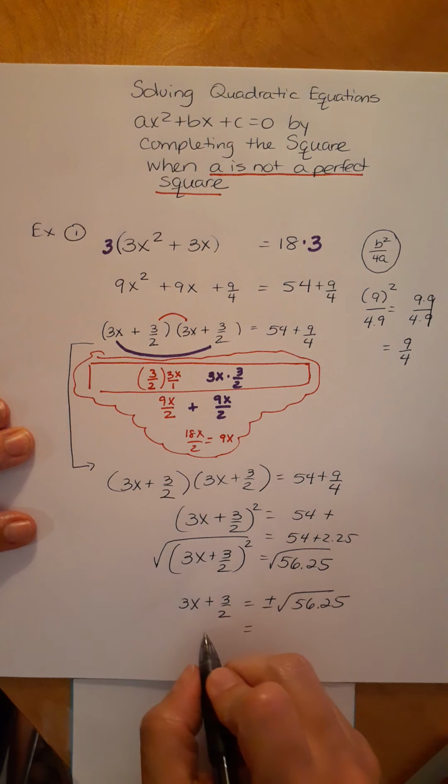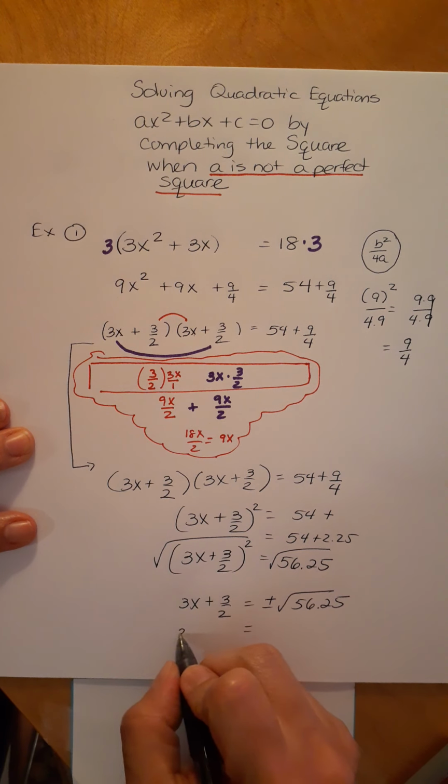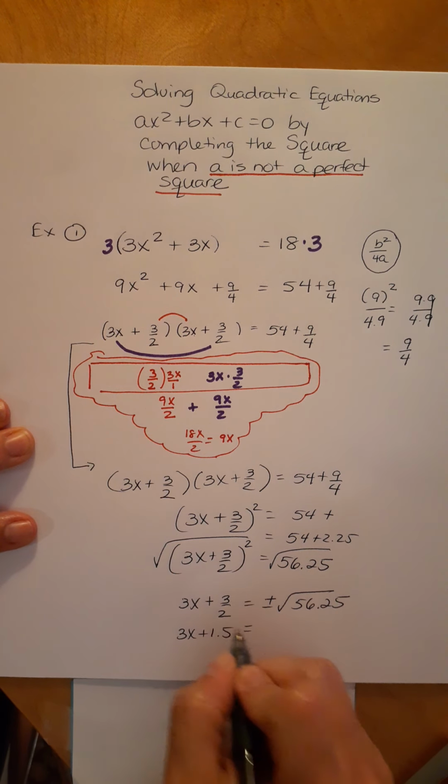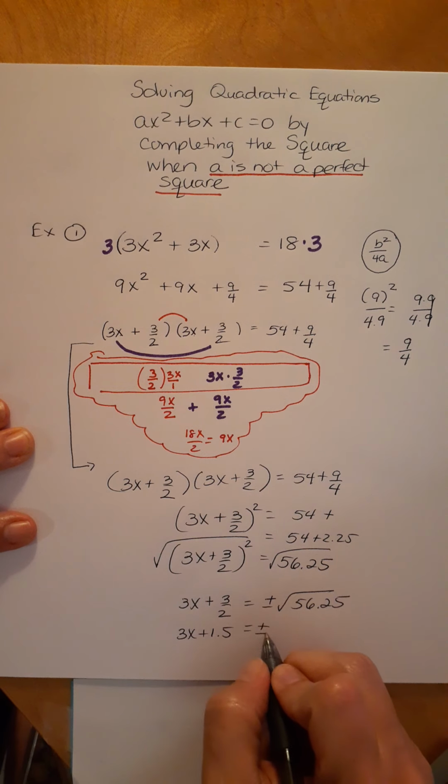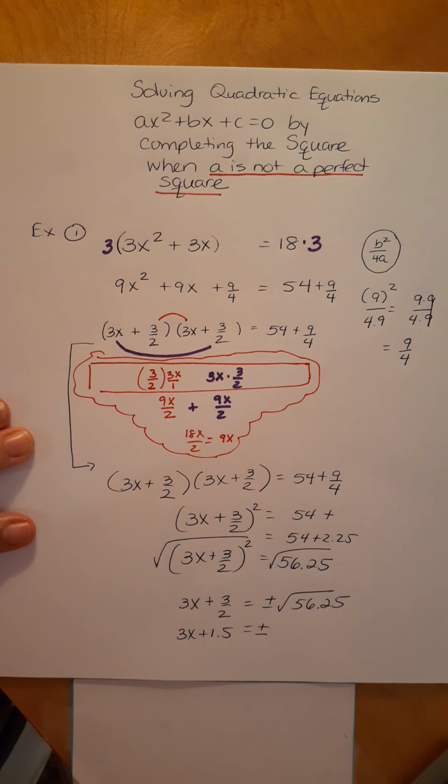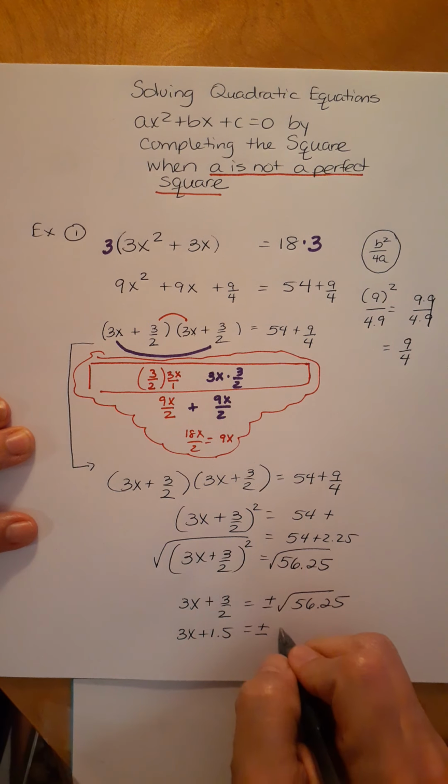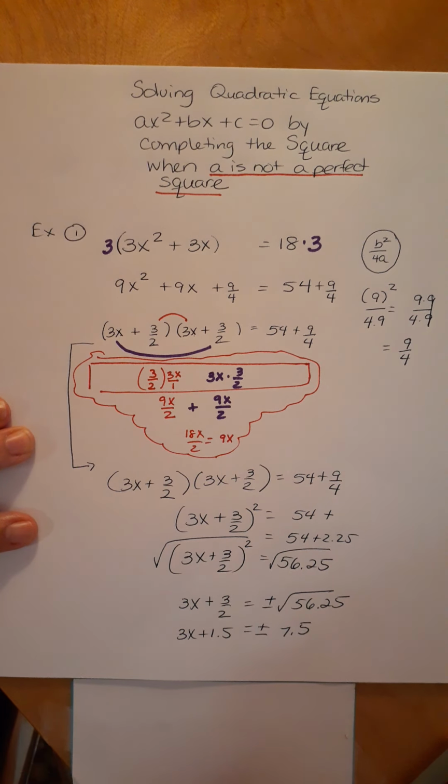Okay, and that gives us, we're going to call this 3x plus 1.5, and I'm going to convert this plus or minus to fractions. If you put it into your calculator, 56.25, the square root is 7.5. That makes it a little easier, right?